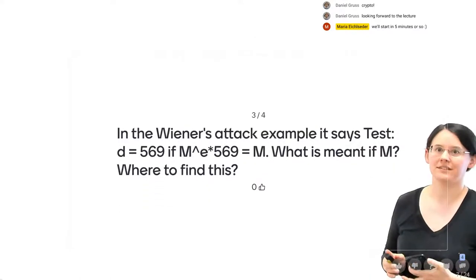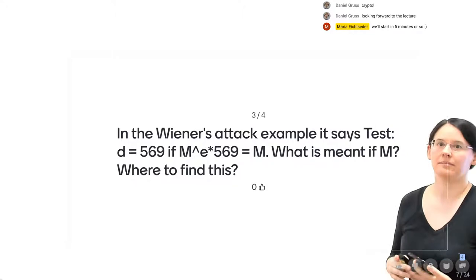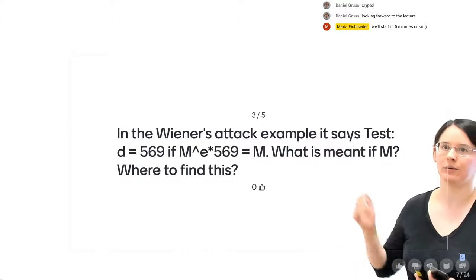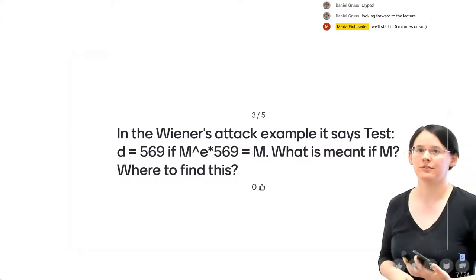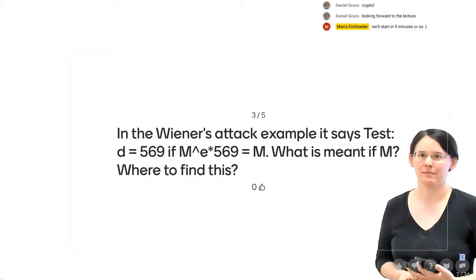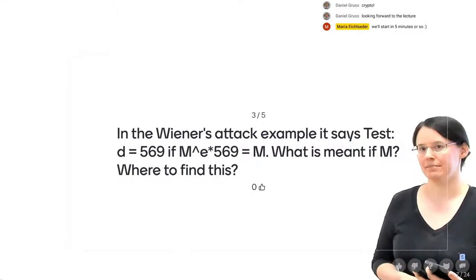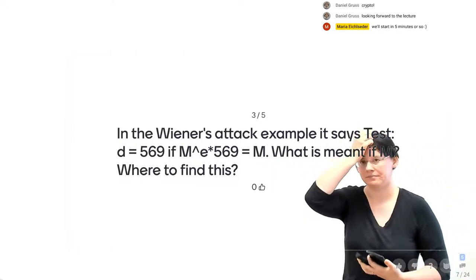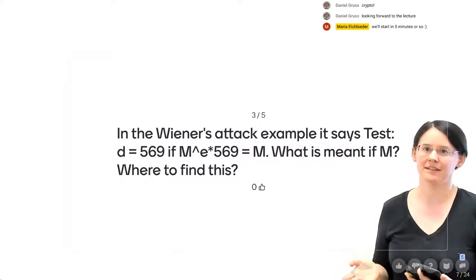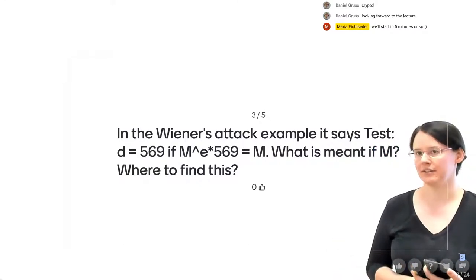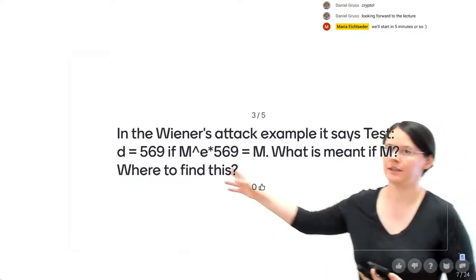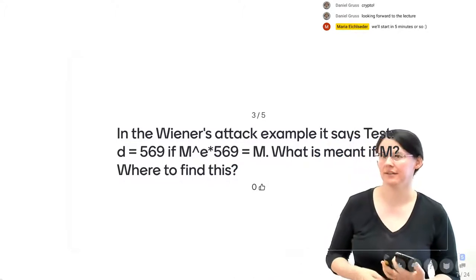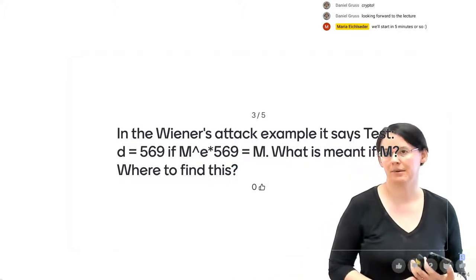Another question related to Wiener's attack. In the example, it says that if you have a candidate like D equals 569, you test whether it works with some M. What is meant by M, and where do you find this? M is a message, and you can essentially use any message that you like here. What I mean by this is that you do a trial encryption and a trial decryption with your secret exponent. The nice thing is that you do have the public exponent. This is given together with N in the public key.